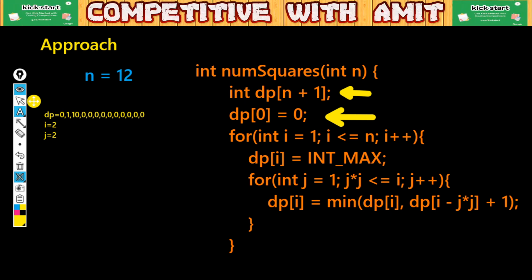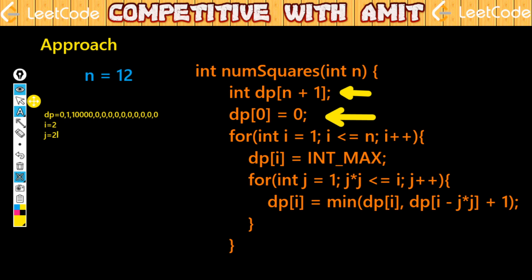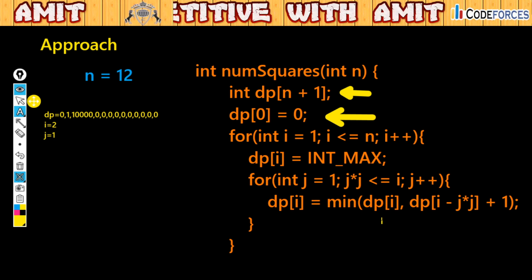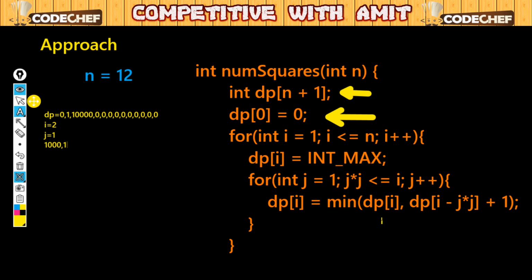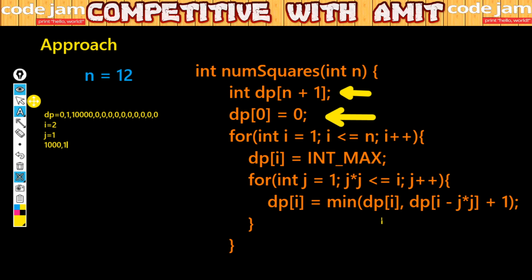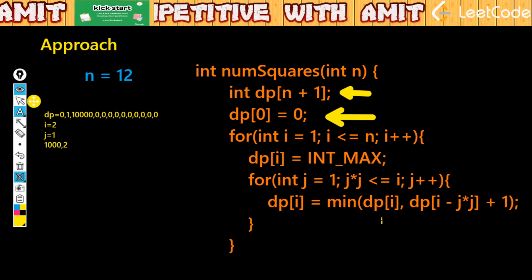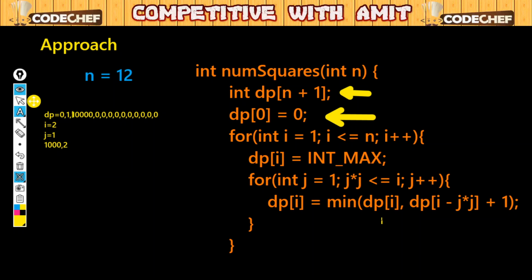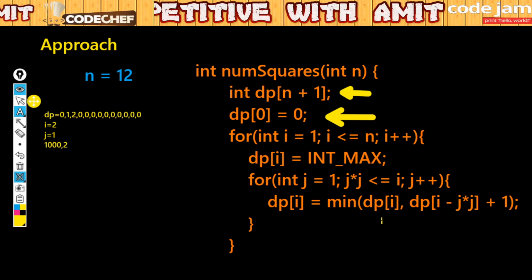This will again be 100. Now j is 1, and again we will check the same condition. It will be 1000 comma 1 plus 1, so it will be 2. So 2 comma 1000, and 2 is the minimum, so we will initialize it with 2.